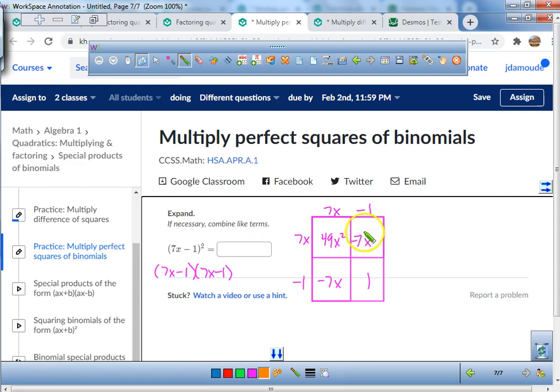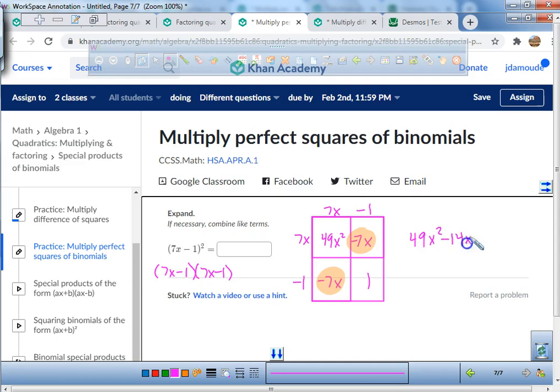What you'll notice when you're doing this one is these will always be the same terms. We've got to add those together. So our final answer is 49x squared minus 14x plus 1. That's going to be my final answer.